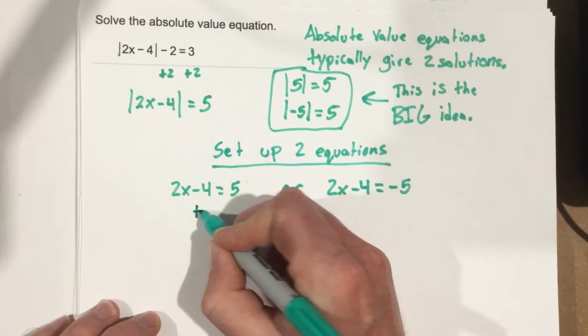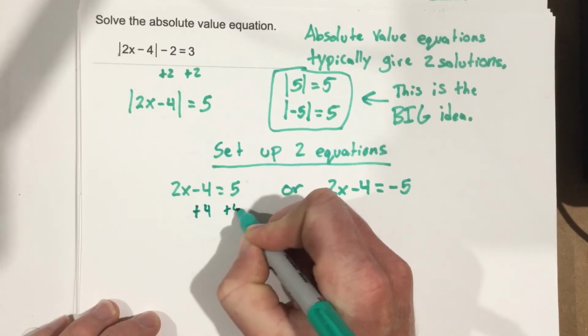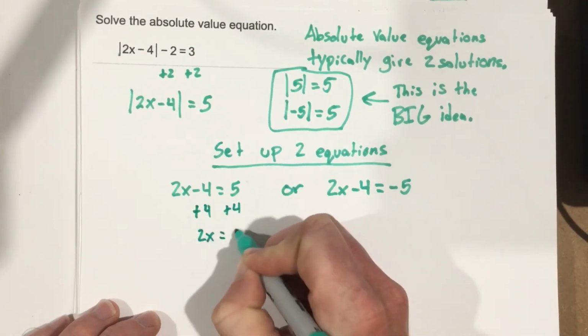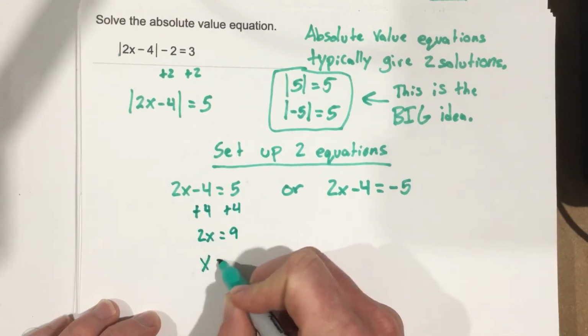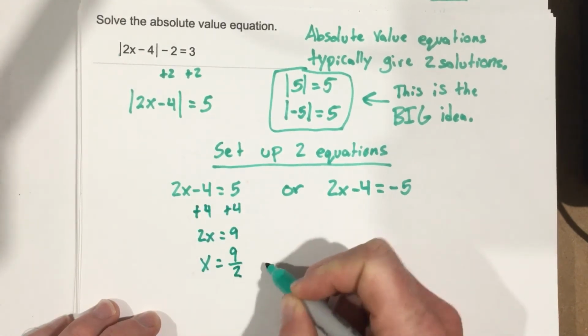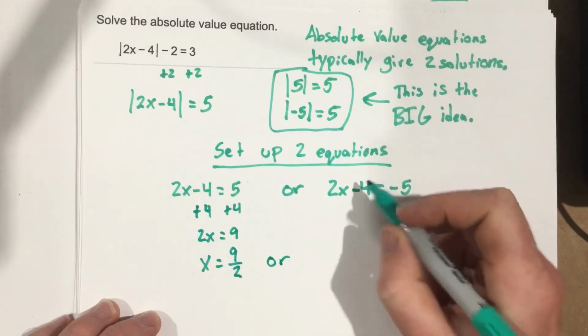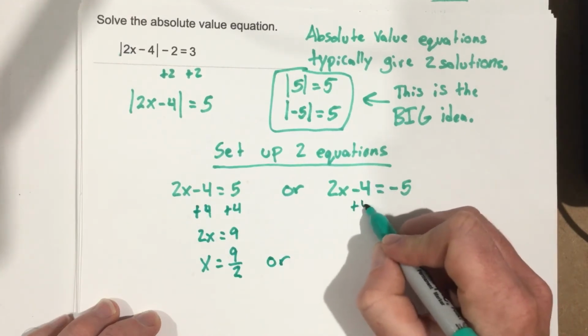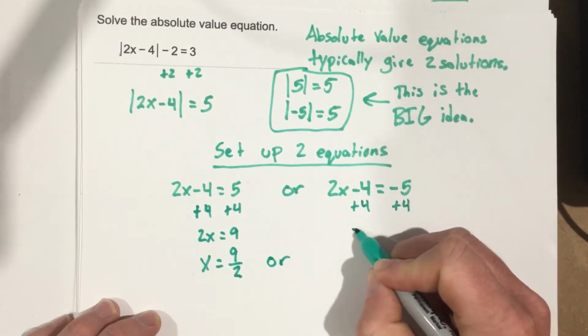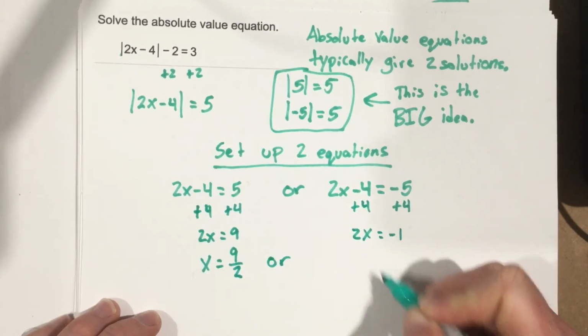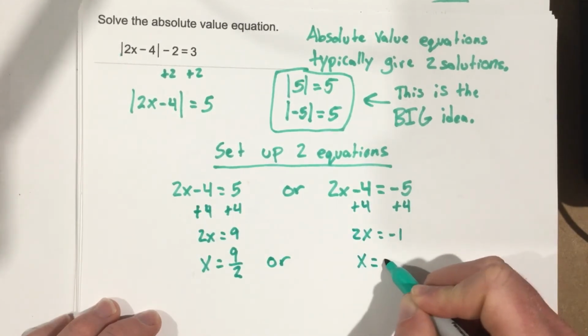So we're going to add 4 to this side. So we get 2x equals 9. Divide by 2 and x equals 9 over 2. Or we can add 4 here, and we get 2x equals negative 1. Divide by 2 and x equals negative 1/2.